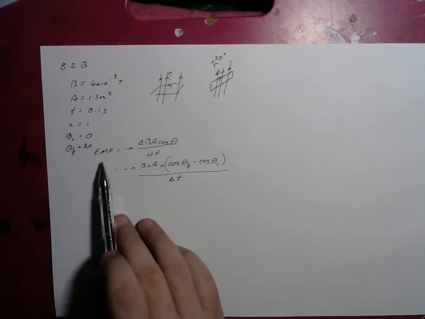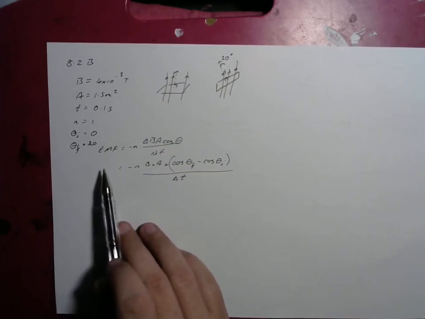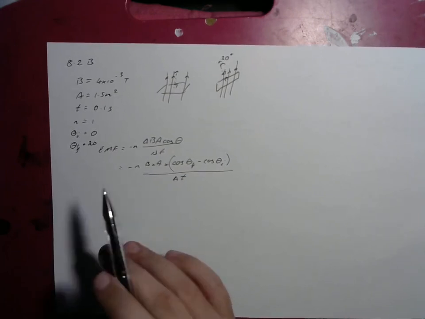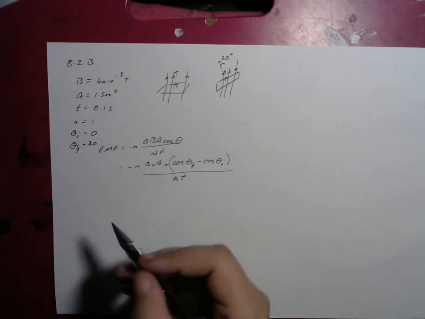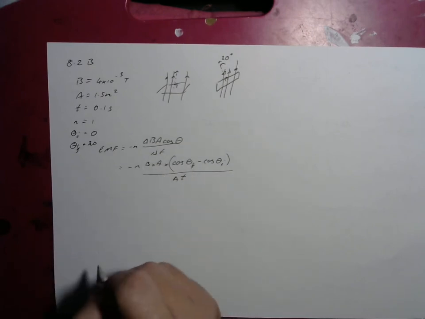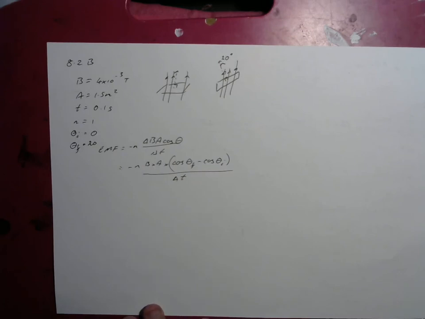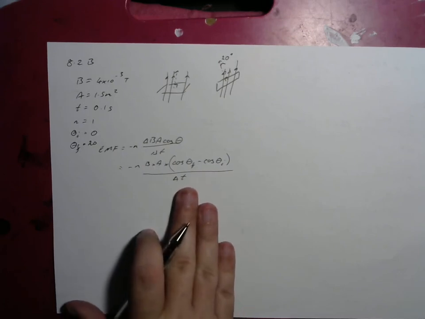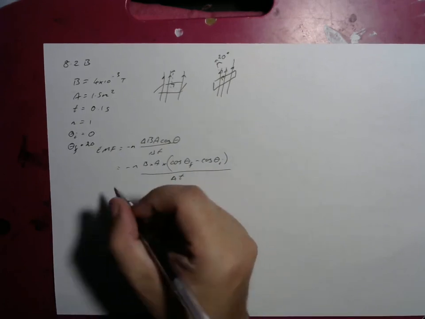And if you were being asked to work out the EMF, there's nothing stopping you from working out the change in flux first, and then substituting it into the EMF equals n delta phi over delta t formula. That's perfectly fine. Don't feel that you have to jump straight to this step.